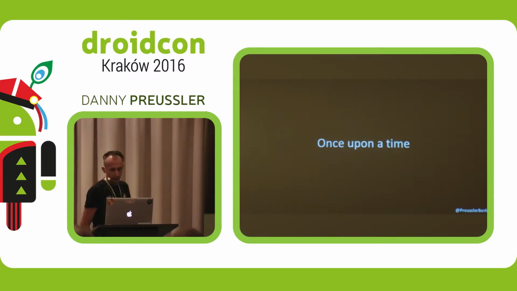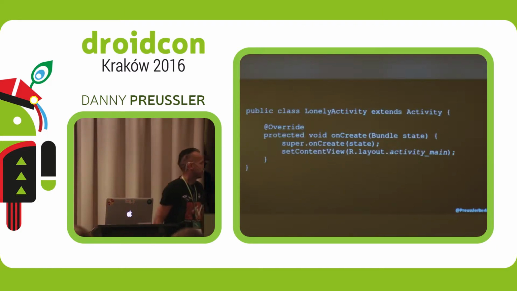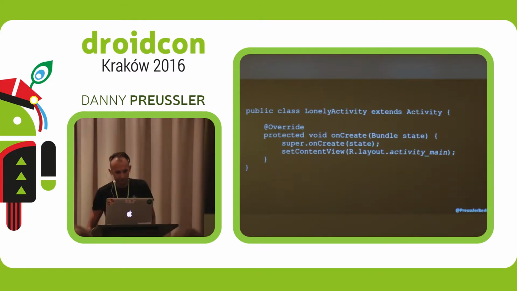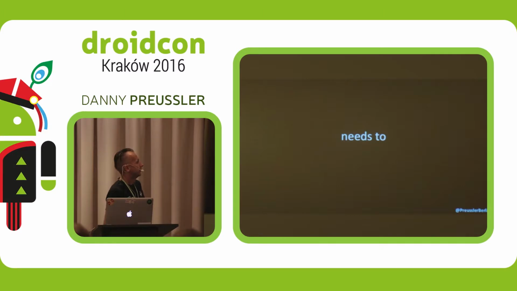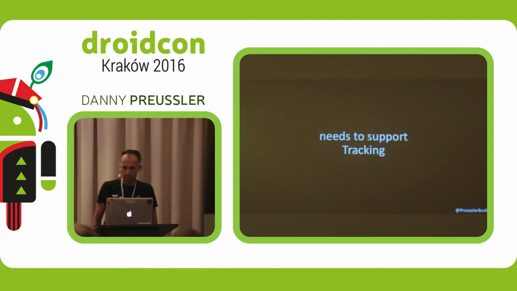So I was told, always tell a story in a talk. So let's start. Once upon a time, there was an activity. This activity was really simple. It didn't do anything, it just had a layout. But this activity needed to do something. It needs to implement support tracking, the most boring thing we have to do as a developer.